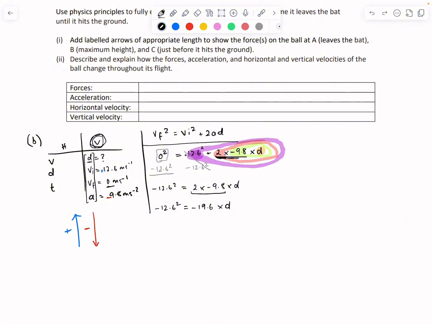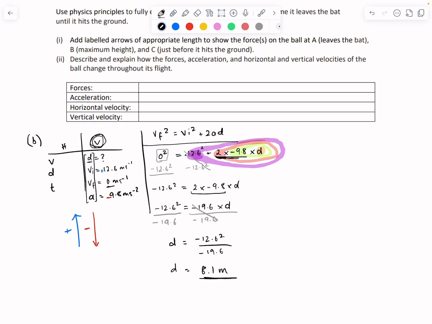To get rid of times by, we need to divide this whole side by negative 19.6 to cancel it out. That means we need to divide this whole side by negative 19.6 as well. So what we're left with is d equals negative 12.6 squared over negative 19.6. Plug that into your calculator. What do you get? You should get 8.1 meters.